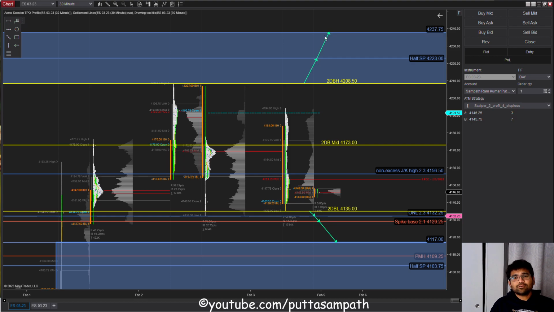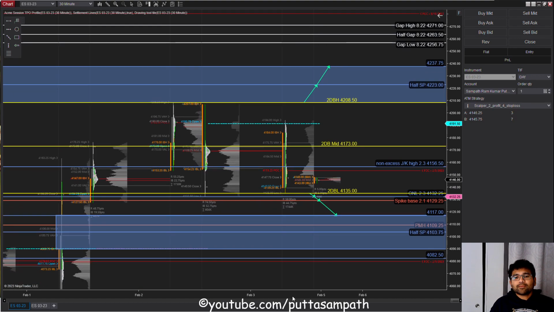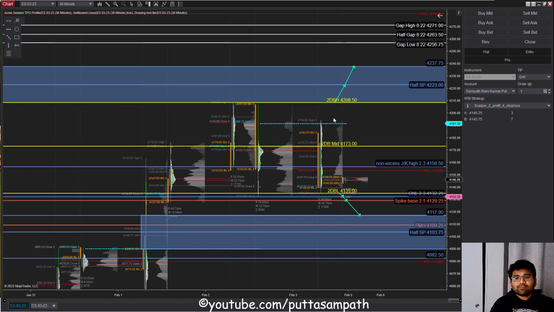stay long on futures. And then below 4135 you want to stay bearish or stay short, or you can buy put options targeting these levels. And same way, these are the targets for the upside, and within these two levels it's going to be just choppy, meaning sideways price action. It can be just going up and down, it can go anywhere in this region.